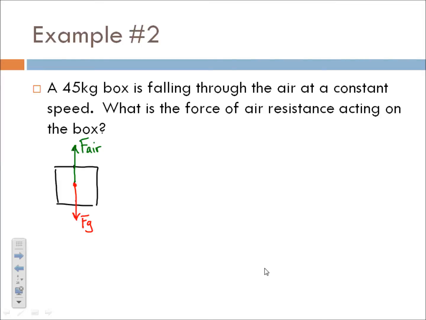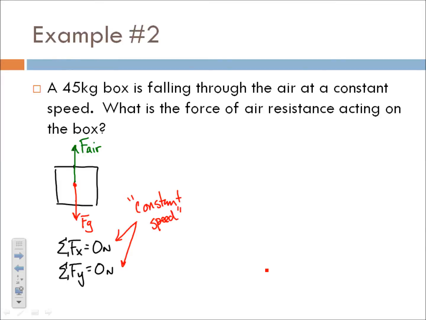All right. Now we know that this thing is falling at a constant speed, so that means that we're in equilibrium. And we can write these two little phrases again, that the net force in the x direction is 0 newtons, and the net force in the y direction is 0 newtons. All right. So because we see the words constant speed, we can say that both of those net forces are 0. Now again, we have no forces in the x direction, so we can just ignore that, and we'll just go straight to the y direction.